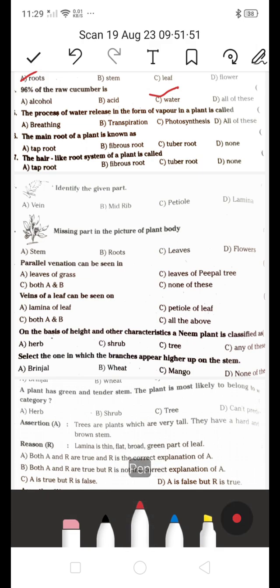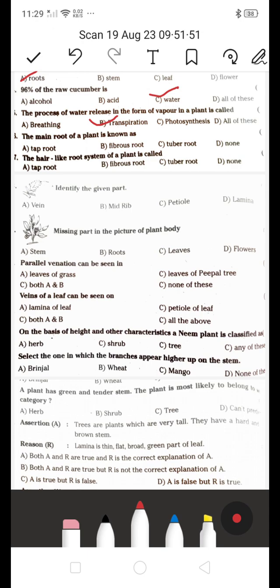Next one, the process of water release in the form of vapor in a plant is called breathing, transpiration, photosynthesis, all of this. Its answer is: the process of water release in the form of vapors in plants is called transpiration.